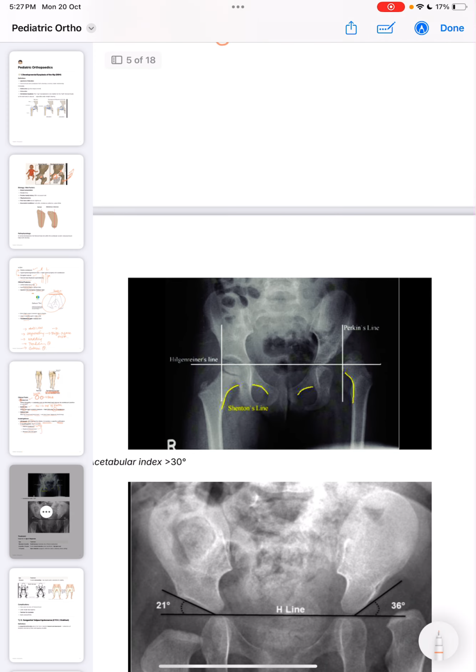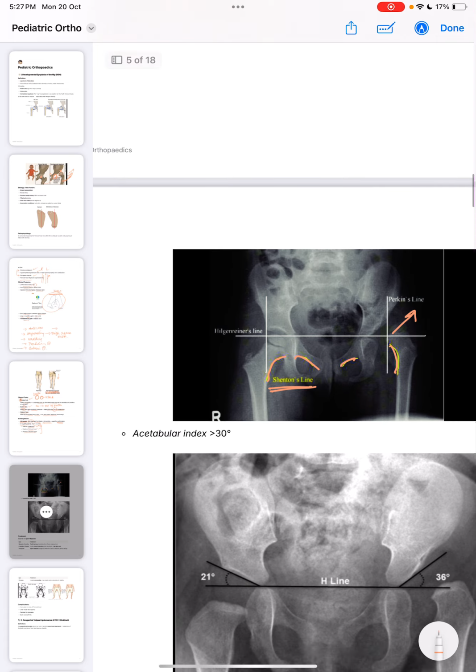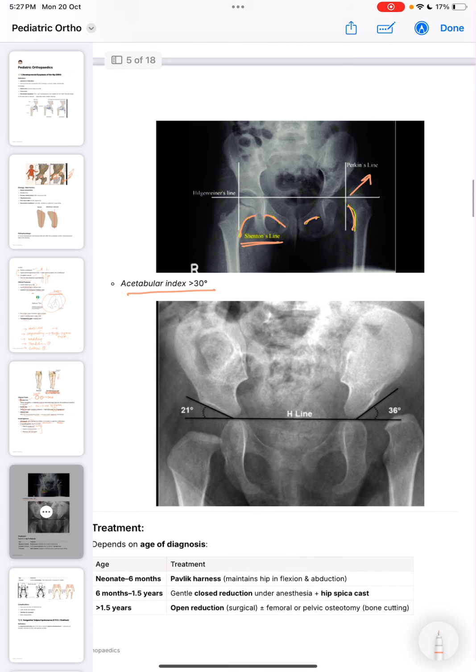Now, what does that mean? This is the Shenton line. If we start from the lesser trochanter and move up to the intracapsular region, and then move towards the head, and then go through to the pubic bone, this is a continuous line called Shenton's line. But when the head moves superolaterally, Shenton's line gets disrupted. And the acetabular index is more than 30 degrees. If we draw a line here and a line here, then this is more than 30 degrees, right? This is the acetabular index.